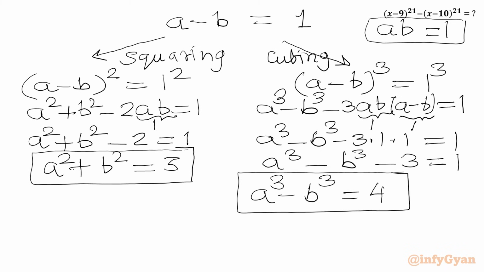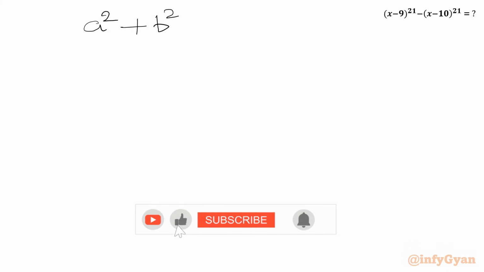Now we are going to consider squaring once again. So I will write here a square plus b square equal to 3.